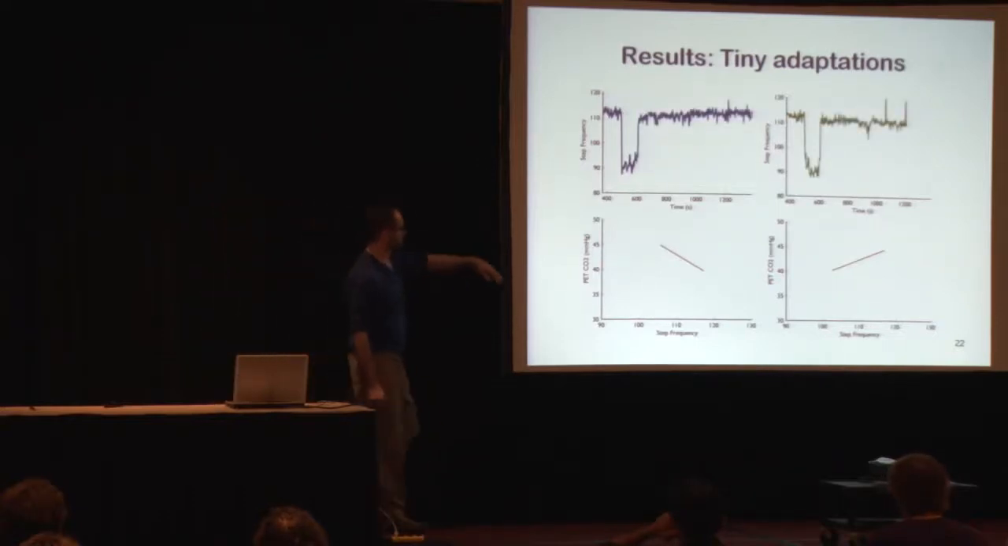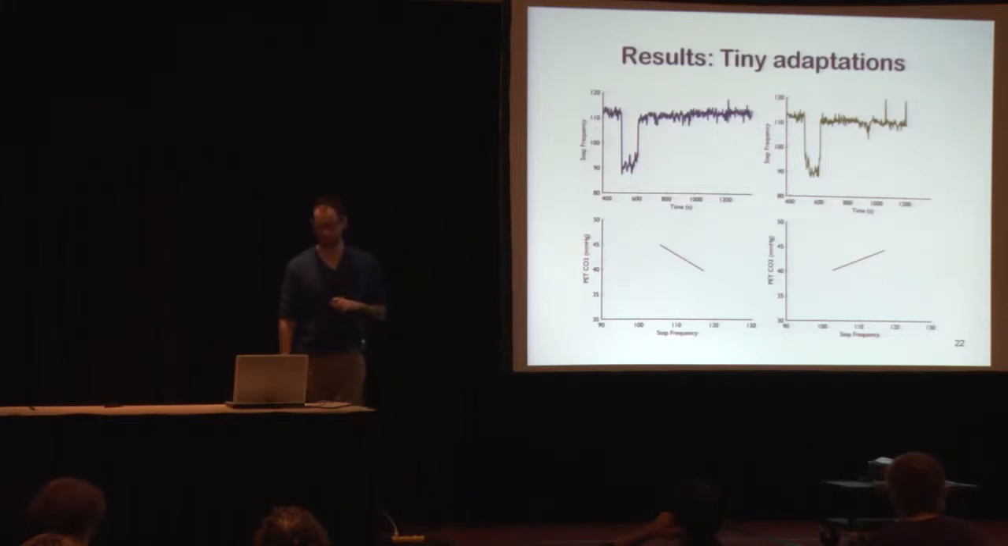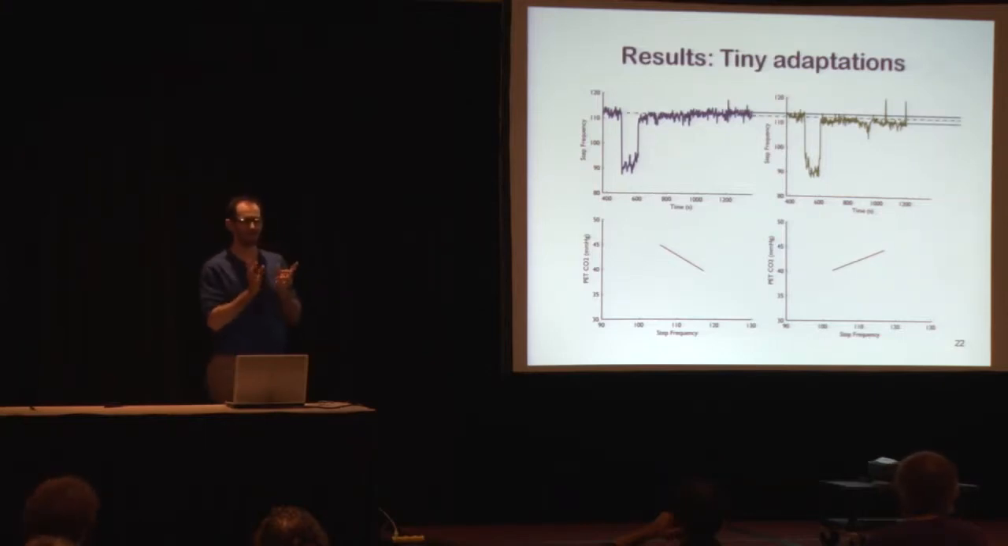So for this negative control function, we'd expect that you would increase step frequency to decrease carbon dioxide, and we see a slight trend there, and you expect the opposite result on the right. But we're finding these very small adaptations, only a few beats per minute. We're seeing this trend, but it's very, very tiny. So we're thinking, okay, is this all in our heads, or is it a very, very small response? Then we started looking at the control system to see if we're actually maintaining the gas levels to what we want them to be.